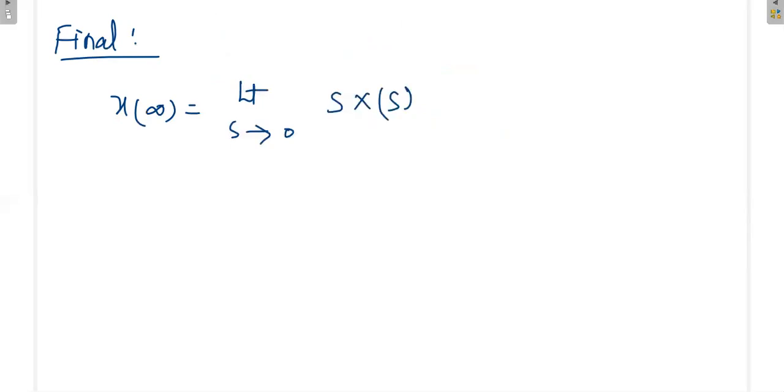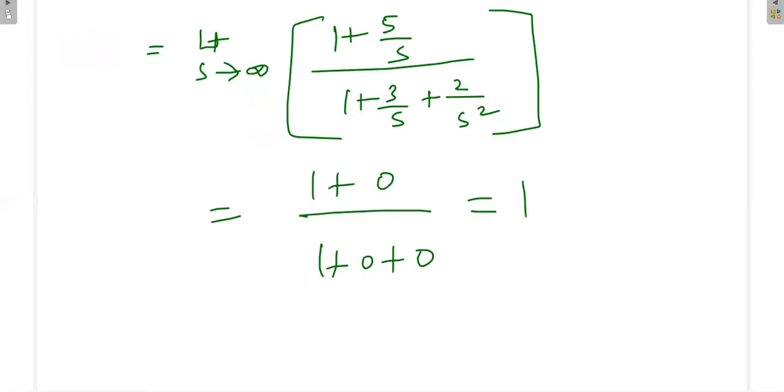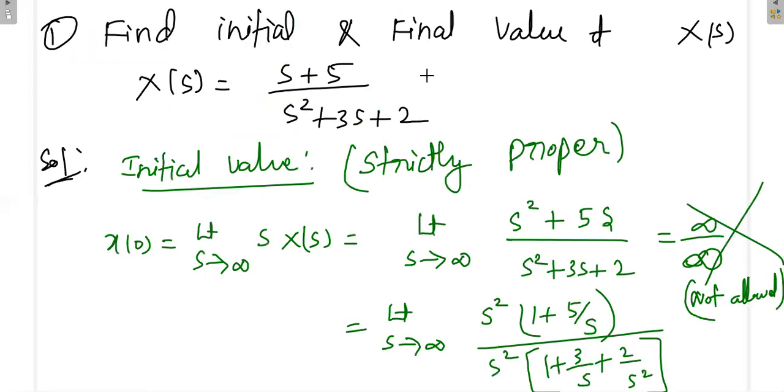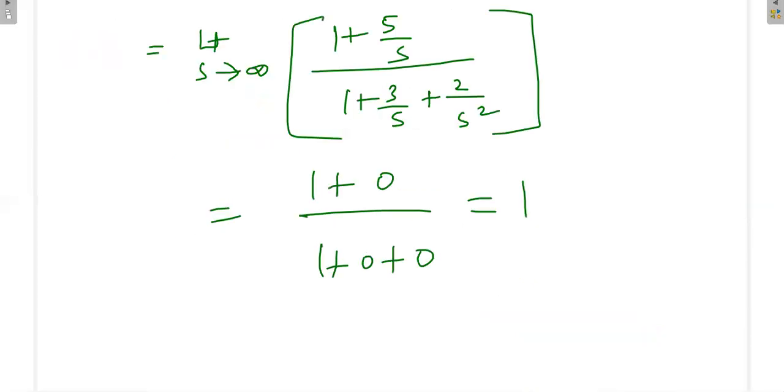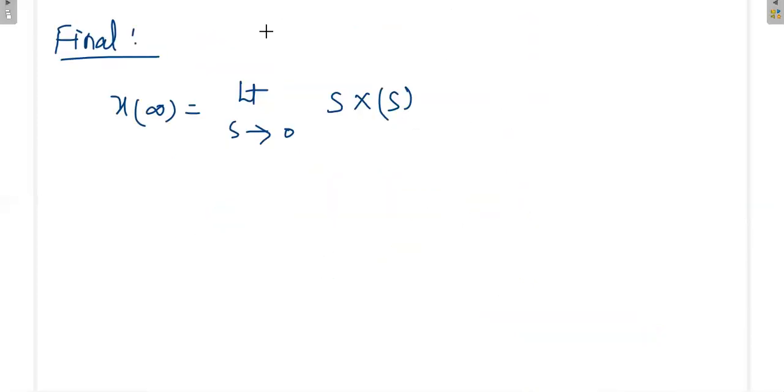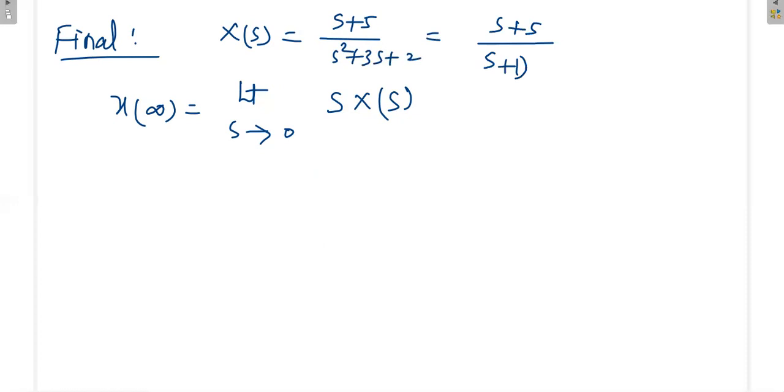First of all, we have to verify whether the given transfer function is stable or not. What is the transfer function given? X(s) is equal to (s + 5) / (s² + 3s + 2), and the denominator we can write as (s + 1)(s + 2). What is the nature of the poles? Both poles are on the left half of the s plane, so definitely this is a stable system. Then we can apply the final value theorem.